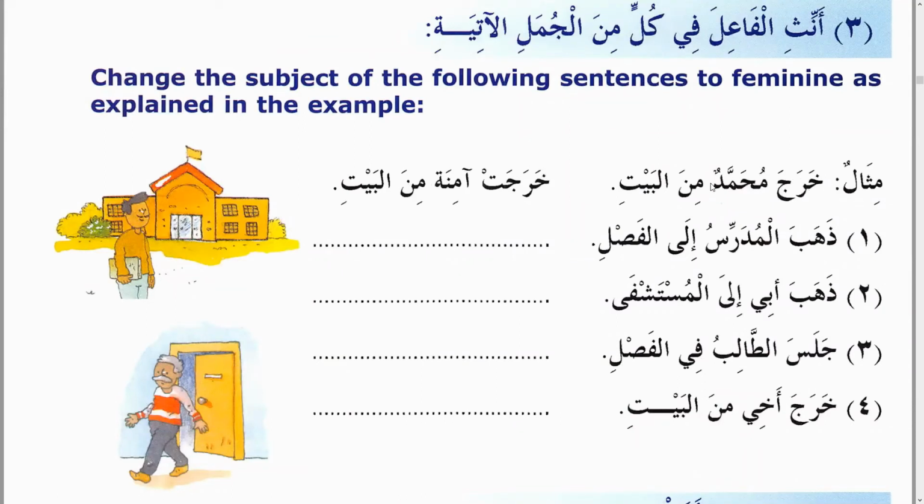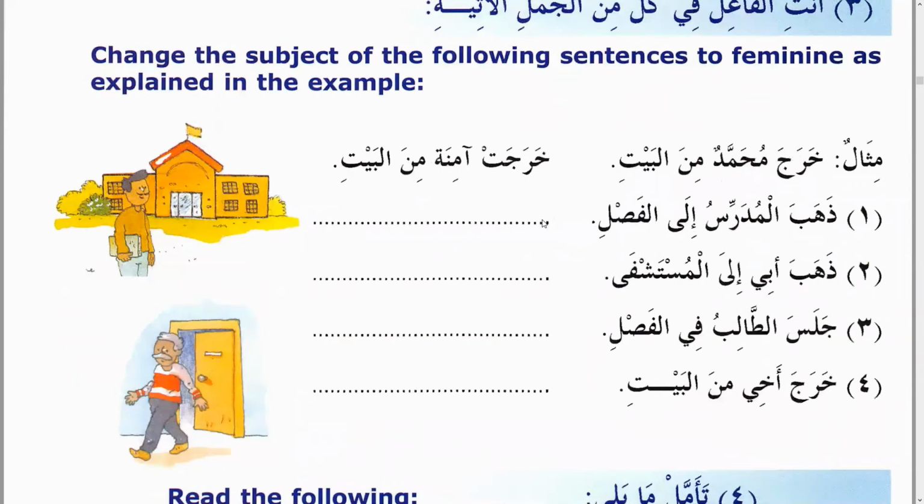Very easy. Kharaja Muhammadun minal bayti. We should say kharajat Aminatu minal bayti. Amina left the house. Right? Dhahaba al mudarrisu ilal fasli. So we should say dhahabat. And we cannot say mudarris now because we use the feminine form. You have to say al mudarrisatu dhahabat. It looks like mudarasa, but it is mudarrisatu. Al mudarrisatu ilal fasli. It remains the same.